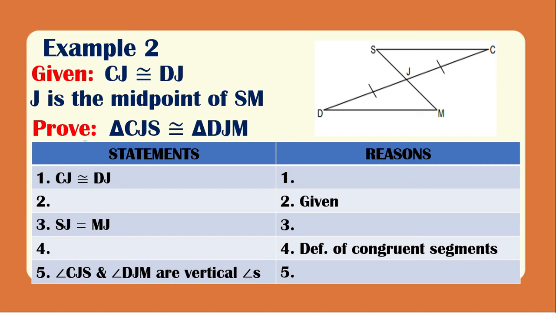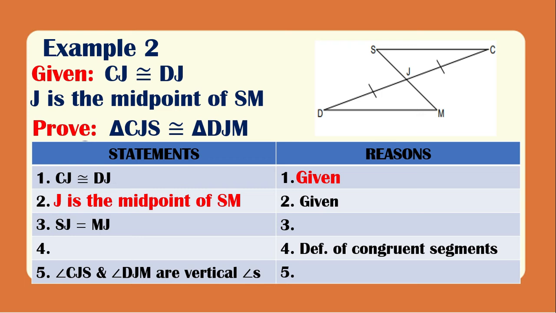Our reason will be the word given. And then for the second reason, we have given. So what is the second given in this example? J is the midpoint of SM. For the third statement, it is stated that SJ is equals to MJ.